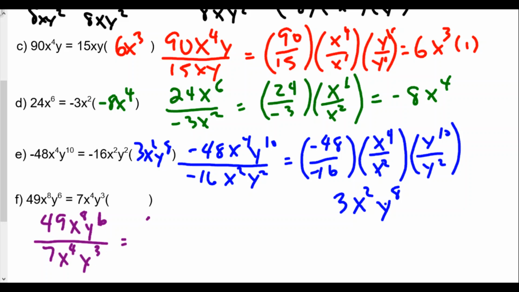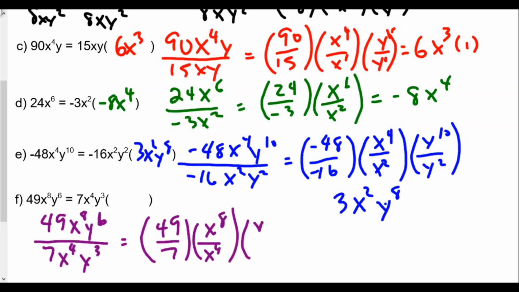Again, we're going to separate them here as 49 over 7 times x to the 8th over x to the 4th times y to the 6th over y to the 3rd. And we're going to get, in this case, 49 divided by 7 is going to be 7. x to the 8th divided by x to the 4th is x to the 4th. And y to the 6th divided by y to the 3rd is y to the third.